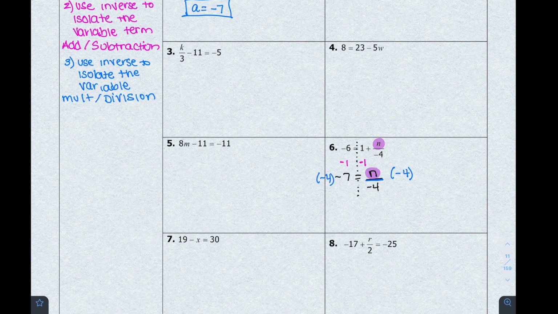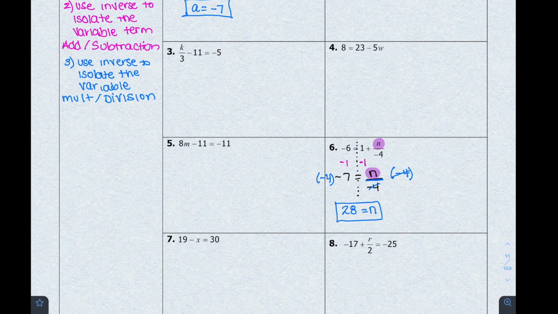So what that leaves me with is just n on this side. That was the whole point. -4 divided by -4, those cancel each other out, become a 1. The -4 times -7 is a positive 28.